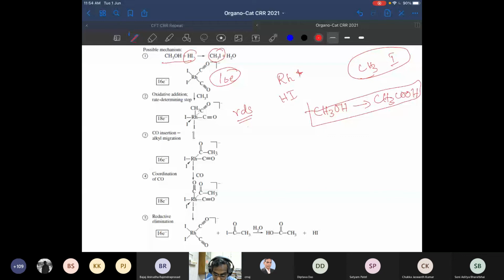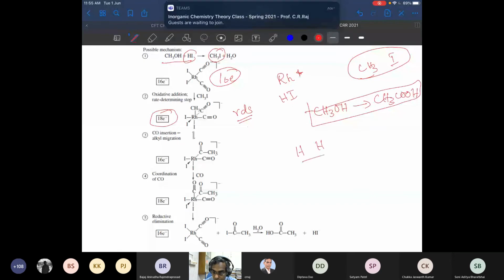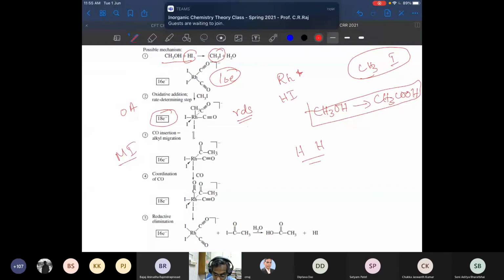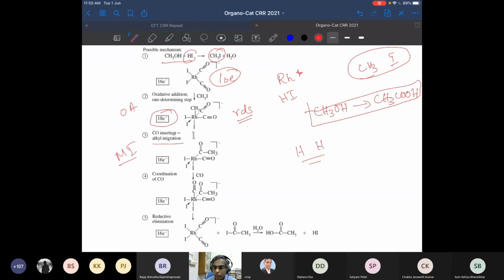Right, oxidative addition, and then what you get? An 18 electron species. Very similar to the oxidative addition that we have seen earlier. There you have oxidative addition of hydrogen. Here what I have is the oxidative addition of your methyl iodide. Now, the third step, a CO insertion, right? Migratory insertion. This is the oxidative addition. This is a migratory insertion that is taking place. Now you have here CO insertion or alkyl migration. We can call it CO insertion or alkyl migration. I would call that migratory insertion.